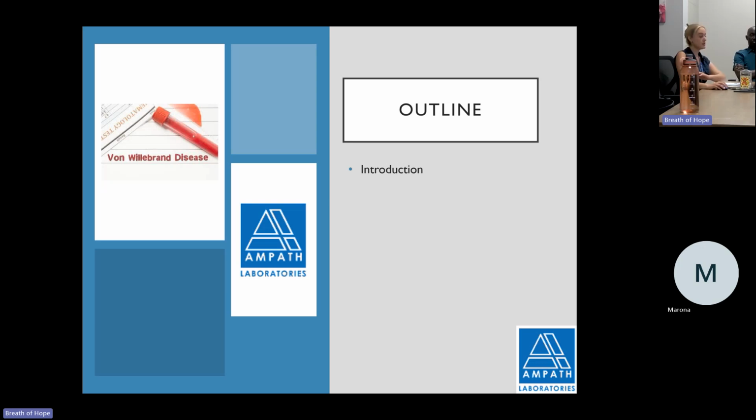So for the outline, I'm going to talk about what von Willebrand disease is, as well as the factor. I'm going to talk about the structure of von Willebrand factor. This is going to be quite interesting. It's a structure with a lot of binding points, and a mutation within these binding points will actually lead to von Willebrand disease. I'm going to talk about the classification. I'm going to try and just make it straightforward, not get too difficult or confuse people.